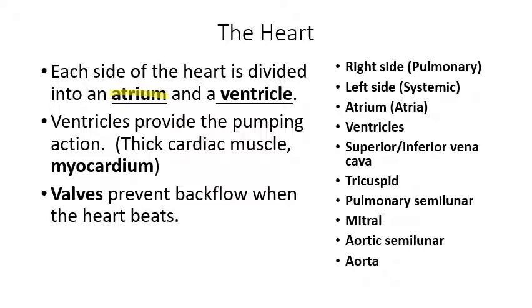Okay, so an atrium in the heart. If you look at the heart, there are two chambers at the top. There's a chamber at the top of the right side of the heart, that's called the right atrium. There's another chamber at the top of the left side of the heart, that's the left atrium. Atria is plural, atrium is single. From the atrium, the blood will go downwards through a valve into another chamber that is called the ventricle.